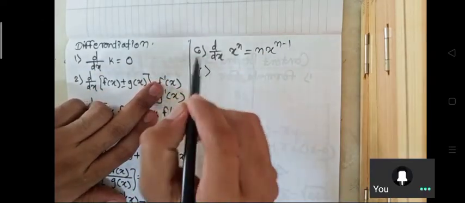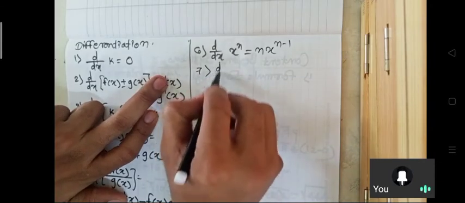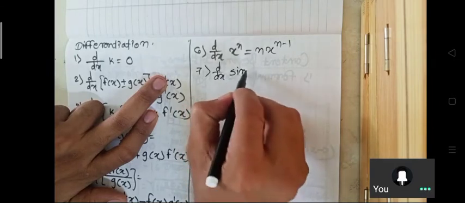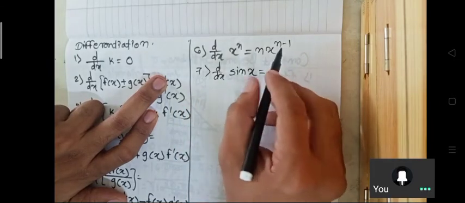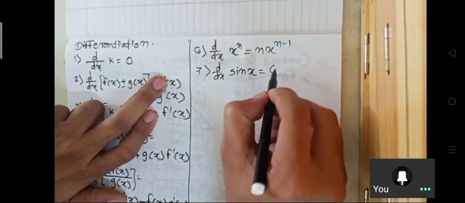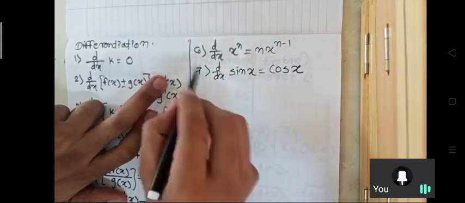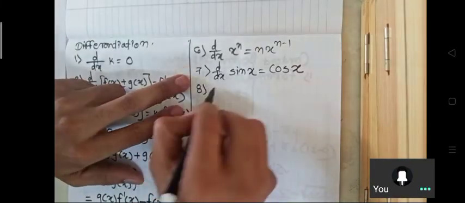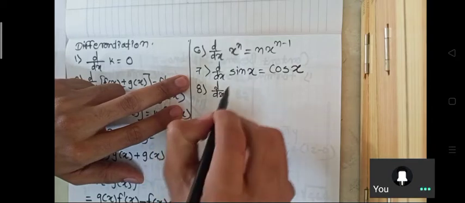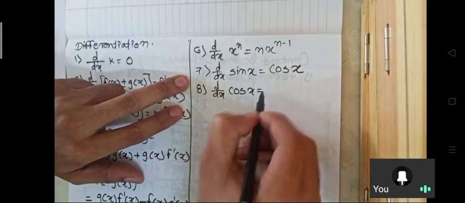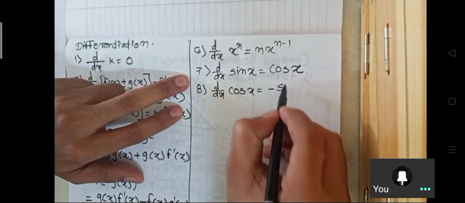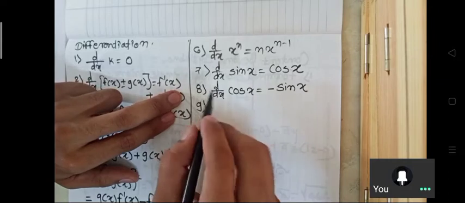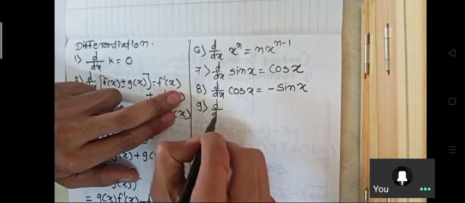Next one is d by dx of sin x. What is the derivative of sin x? Cos x. Correct. Next is the derivative of cos x. D by dx of cos x is equal to what? Minus sin x. Good. Next, d by dx of tan x.